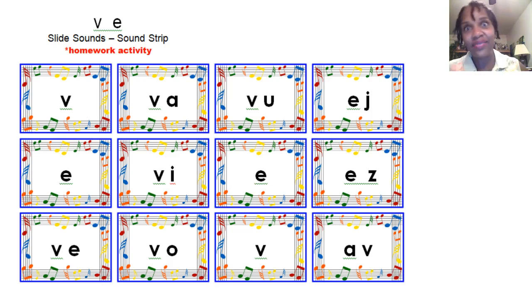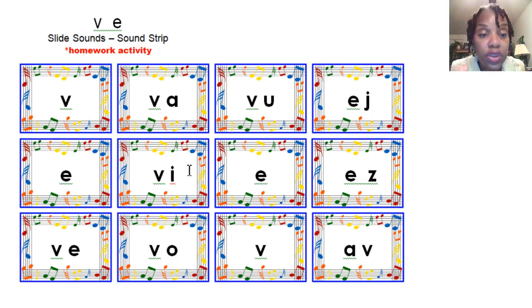Homework activity, okay? So this is a slide sound strip. What you're going to do here is use a timer. Set the timer for 15 seconds, 20 seconds, whatever you need. The object of the game is to sound out all the sounds before the timer runs off. Now this is just a sampling. When you get your homework packet, it's a whole page of sounds.